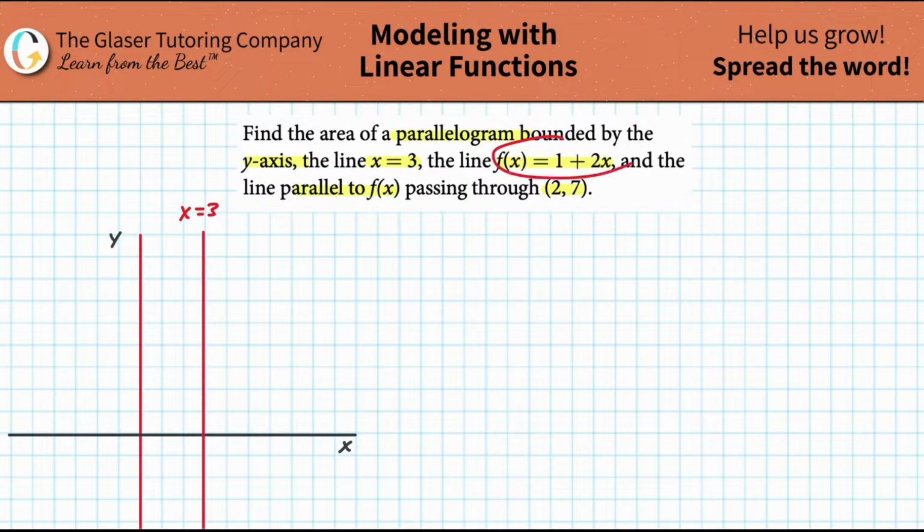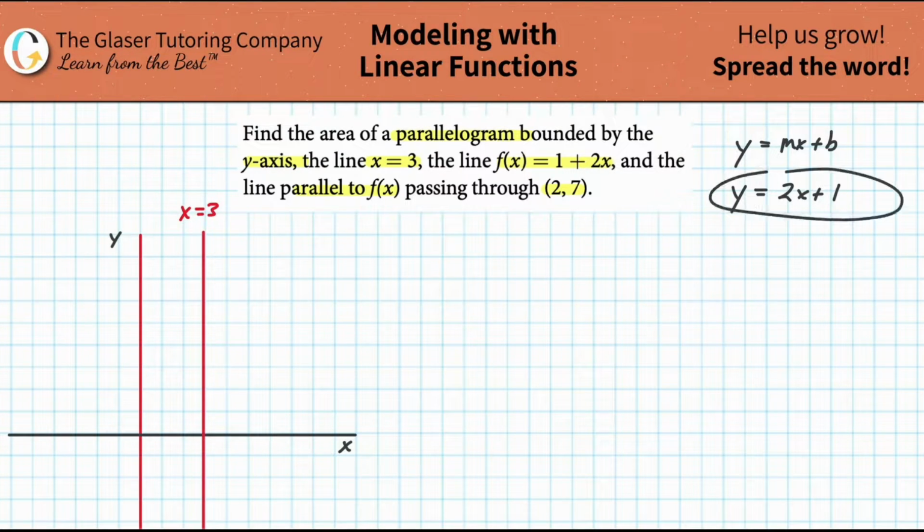Next line. f of x is equal to 1 plus 2x. Now, you have to recognize that that is the equation for a linear line. It might look a little strange. You might say, well, I'm used to seeing it y is equal to mx plus b. That's always how I've learned it, and now that doesn't look like it. Well, remember that in addition, it doesn't matter the order in which you add things. 1 plus 2x is the same as 2x plus 1. So we can simply rewrite that, and now it looks a little more familiar. Here it is. So the slope is 2, and the y-intercept is positive 1.